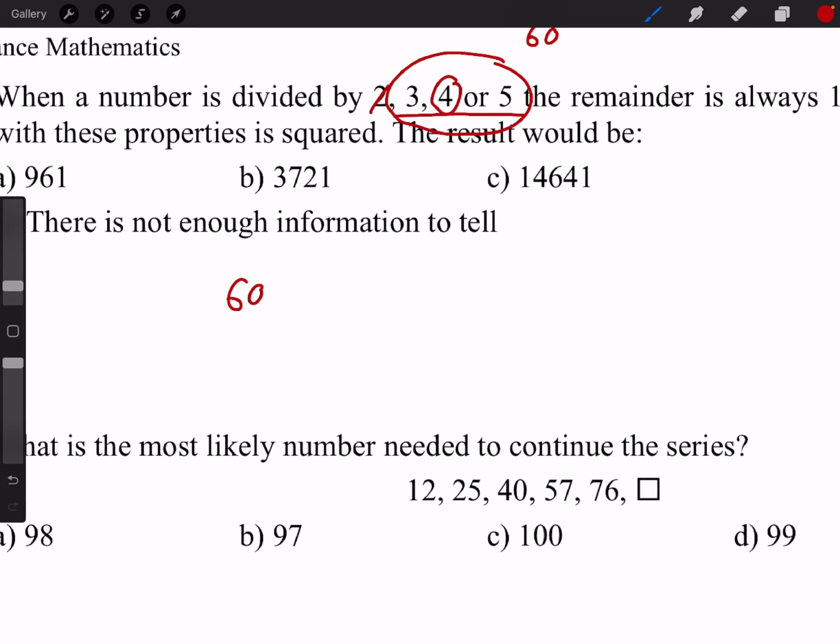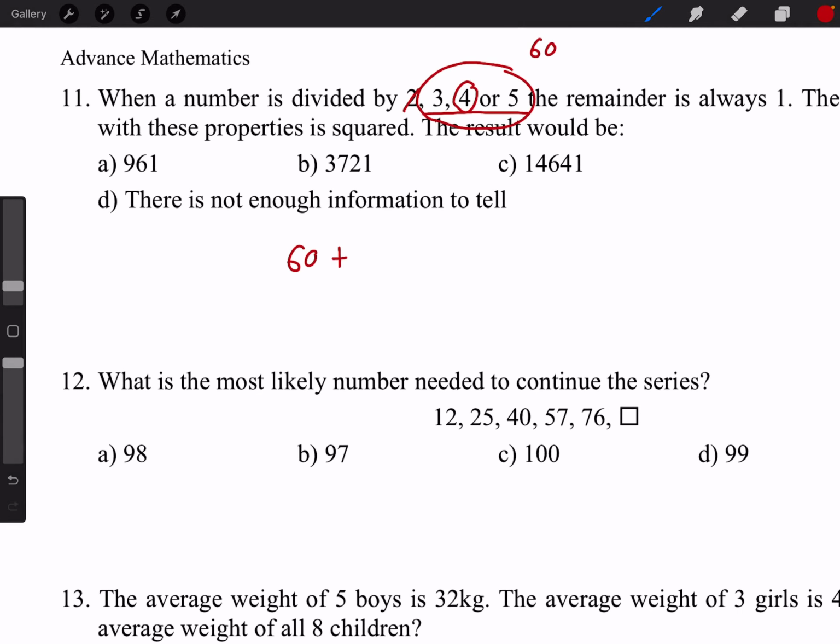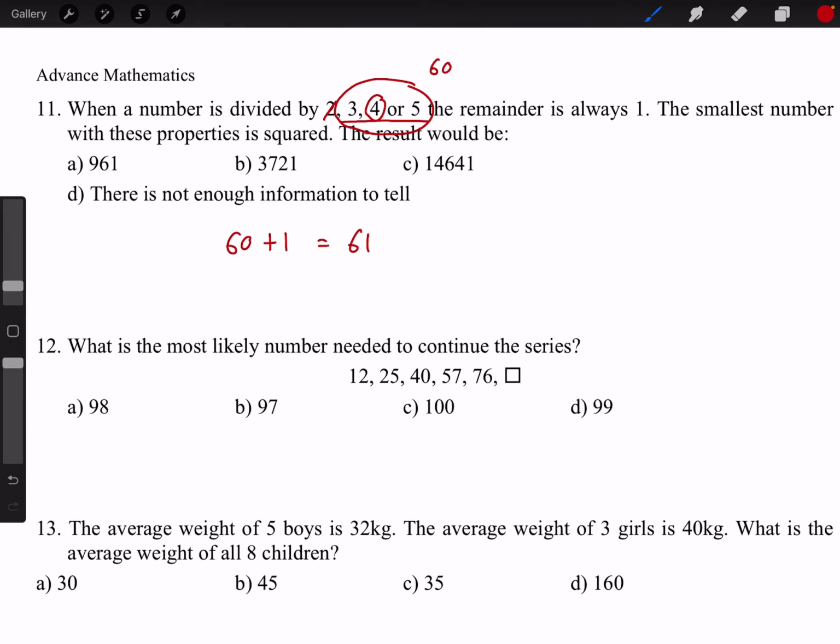So what we're going to do is add 1 to it, so we get 61. Now, if you take 61 and divide it by 2, you get remainder 1. 61 divided by 3, remainder 1. 61 divided by 4, remainder 1. And 61 divided by 5, you also get remainder 1. So you always get remainder 1 because this special number 61 always gives you remainder 1 when you divide by 2, 3, 4, 5.